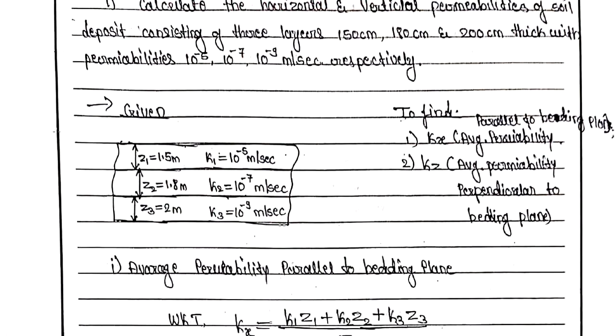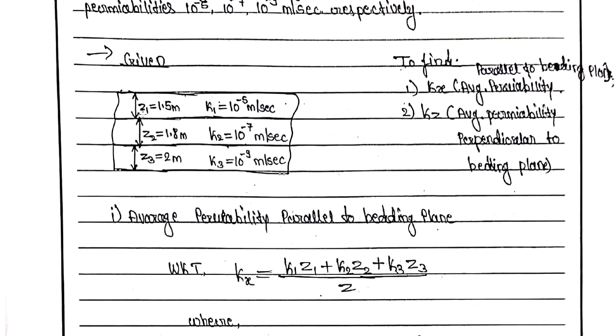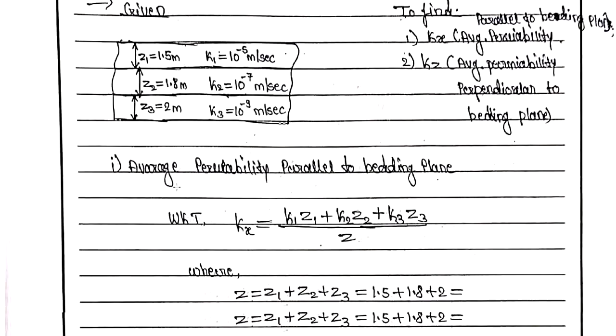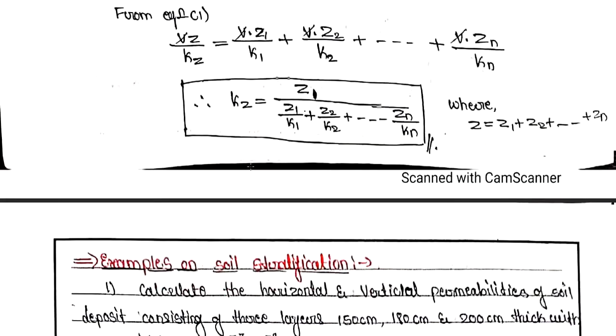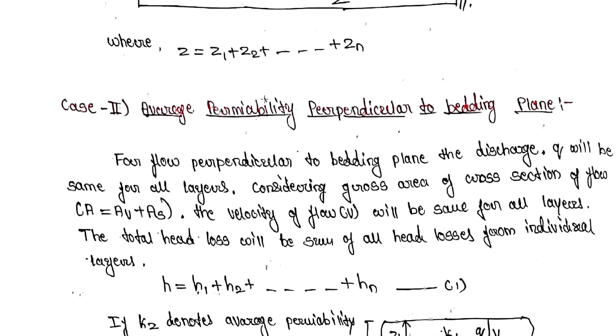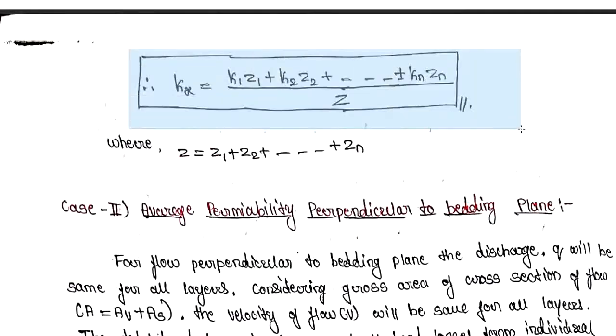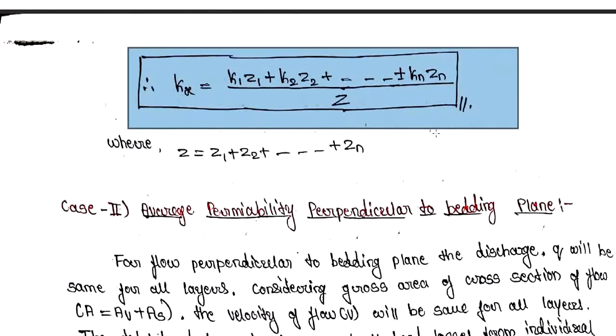I have drawn the diagram over here. So what we need to find is Kx and Kz. We need to find the average permeability parallel to the bedding plane and the average permeability perpendicular to the bedding plane. So first, the average permeability parallel to the bedding plane. For parallel to the bedding plane, this is the formula which we have.